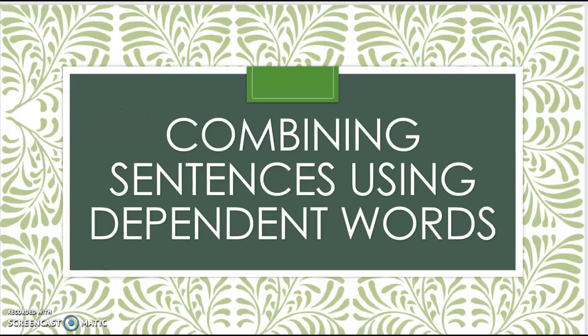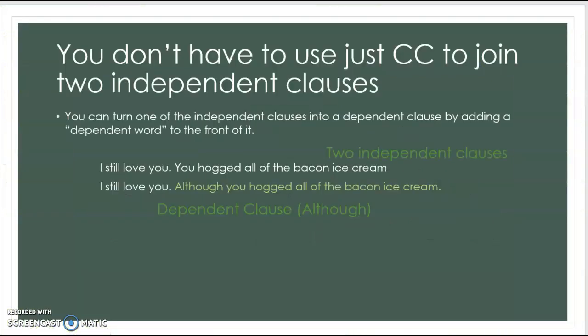Okay, welcome back. So let's say you don't want to use a coordinating conjunction, a FANBOY. You want to combine them using a dependent word. That is a viable choice, absolutely. You can turn one of the independent clauses that you're joining, one of the two, into a dependent clause by adding a dependent word to the front of it.